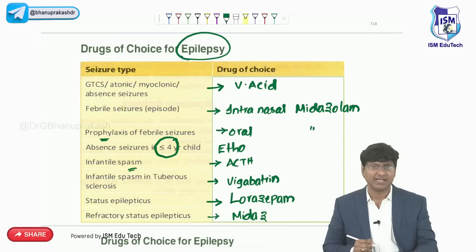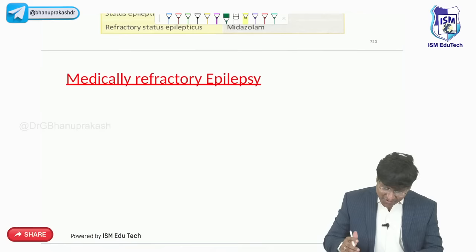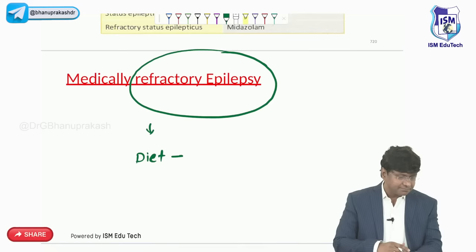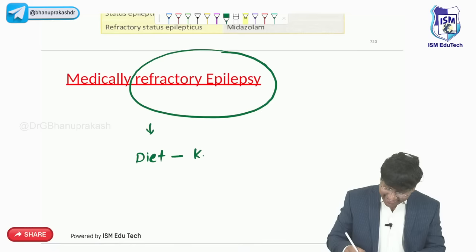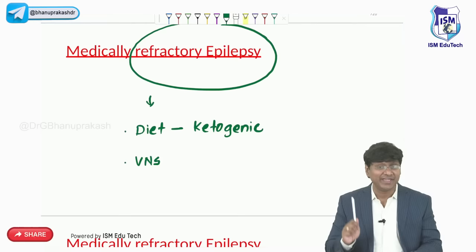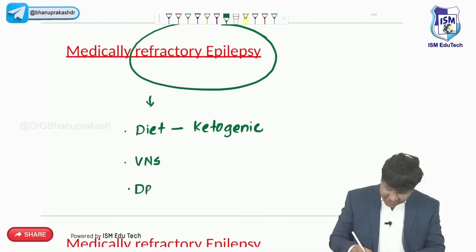Then you should know the treatment for medically refractory epilepsy. What is the type of diet that you prescribe in case of medically refractory epilepsy? That is the ketogenic diet. And what is the procedure that you will do? The procedure that we do is vagal nerve stimulation, or deep brain stimulation. So these are the treatment options for refractory epilepsy.